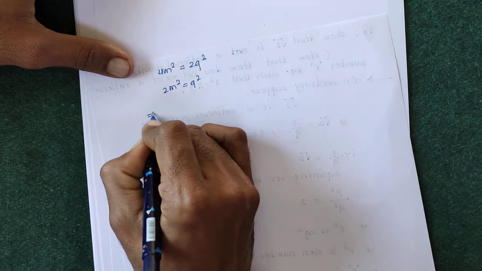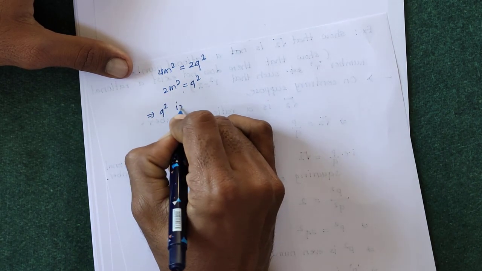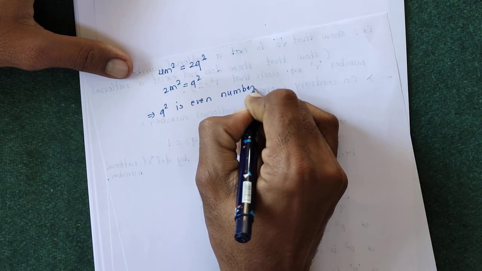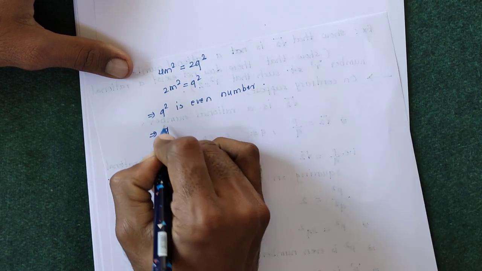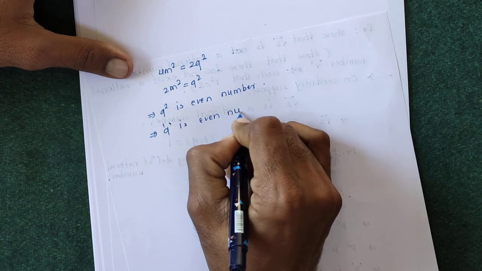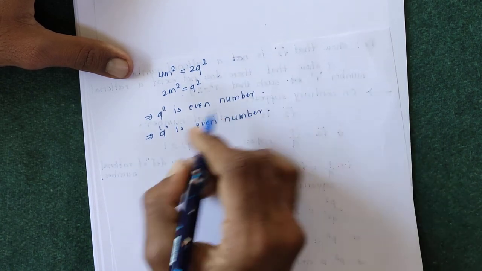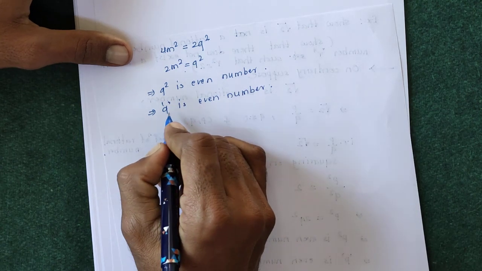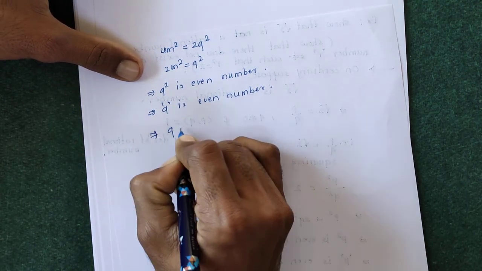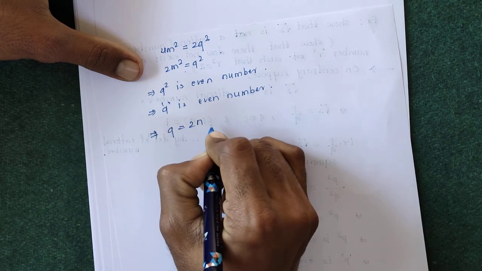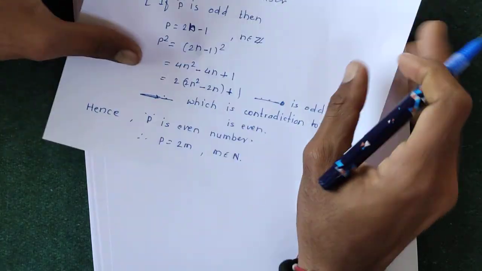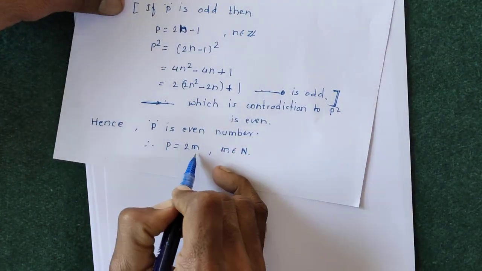So this implies our q square is again even. Q square is even number. Similarly, q square is even implies q is again even number. Therefore q is even implies q is of the form 2 into some n. So here we have seen that p is even, that is p of the form 2m.